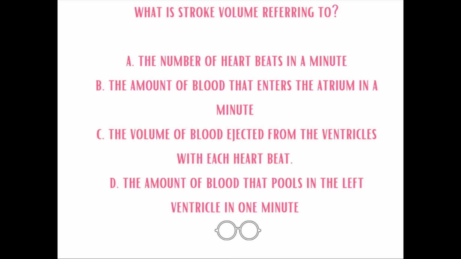So this is so that we get a sufficient amount of blood in our body. For example, if we're working out, then our stroke volume might increase because we're going to need more blood pumping through our body. Rather than when we're resting, our stroke volume is probably a lot less because we don't need as much blood pumping throughout our body.